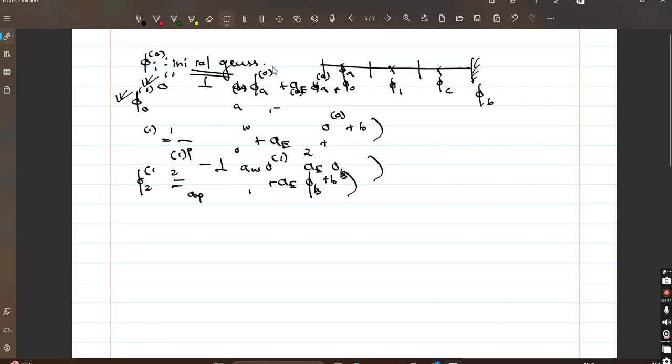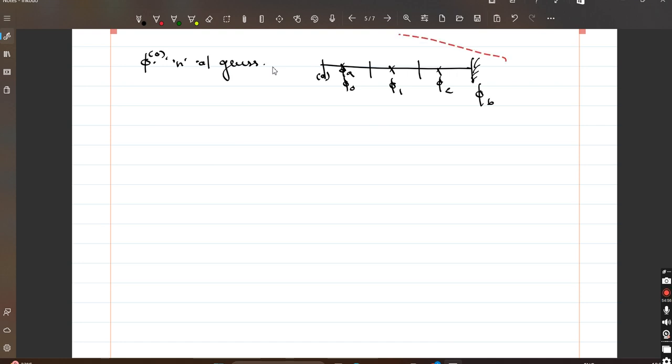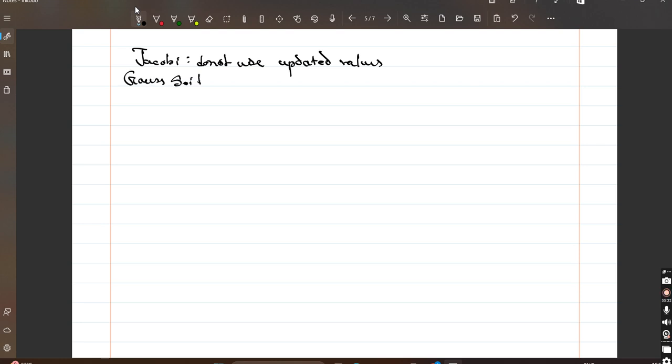Okay, I hope you got my point. The point was that in the Jacobi method, when we are going through one iteration, it is called a sweep. When we go through one sweep, we will only use the values from the initial guess. We will not use the updated values in Jacobi, but in Gauss-Seidel we use the new values when we get them, right?